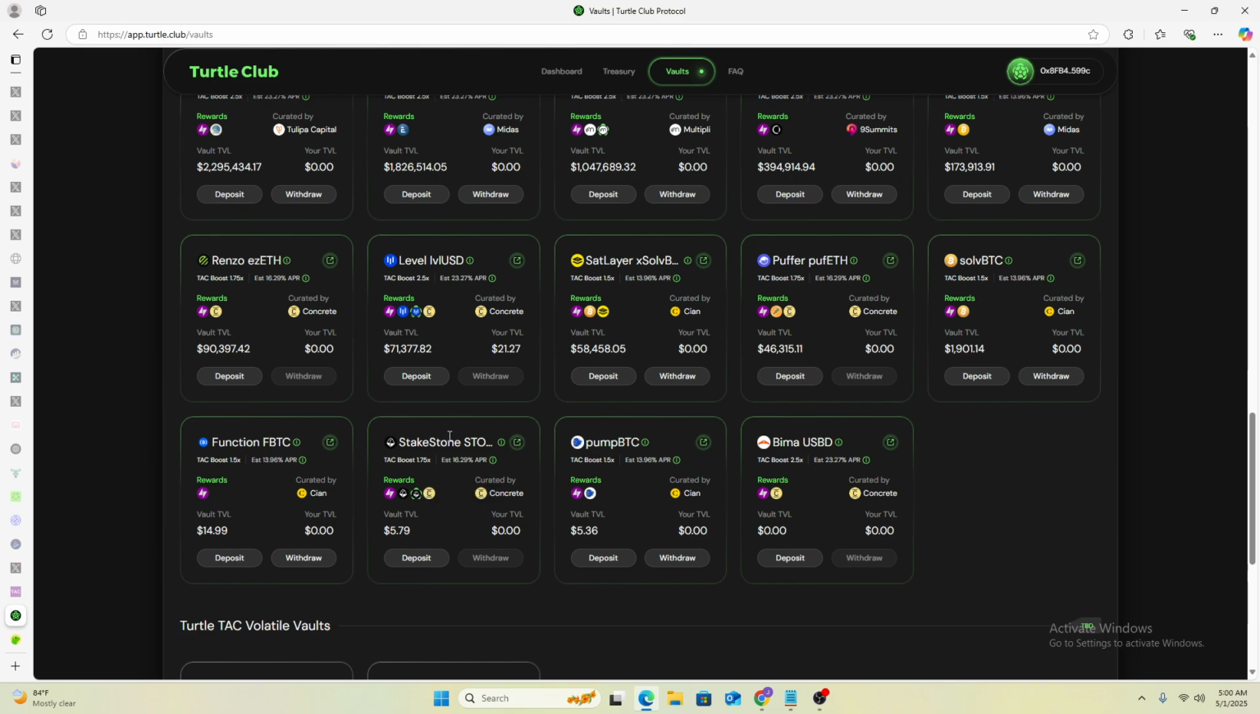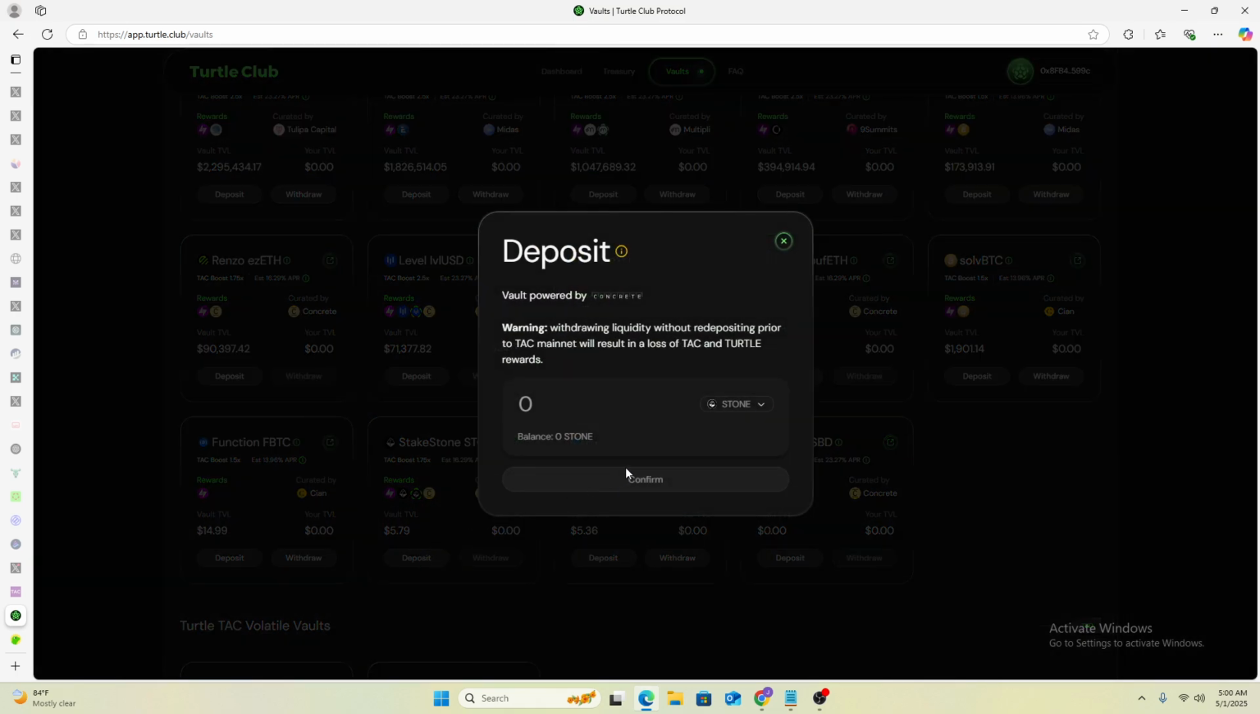Now, interestingly, I just realized I do have some stake stone asset. Let's click on deposit here. It's just that the liquidity pool is small, so you may struggle to deposit into it. But my equity of stone is not much. Instead of having it sit idle, I can deposit it here.